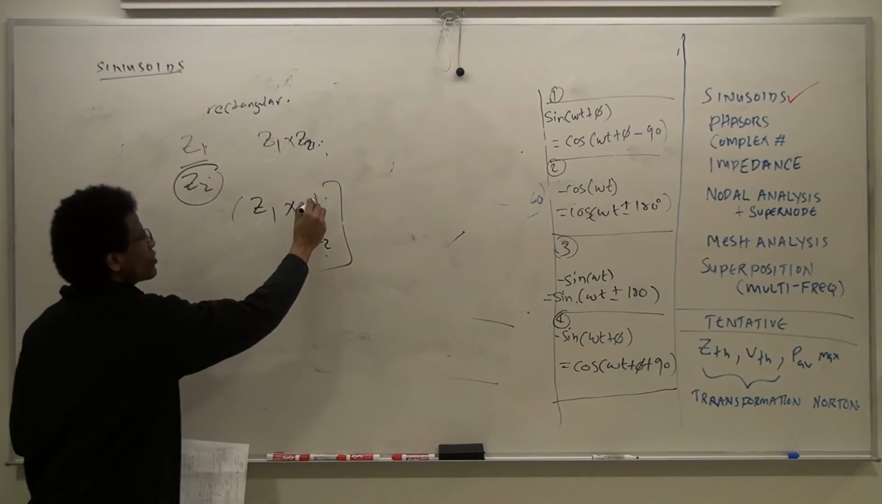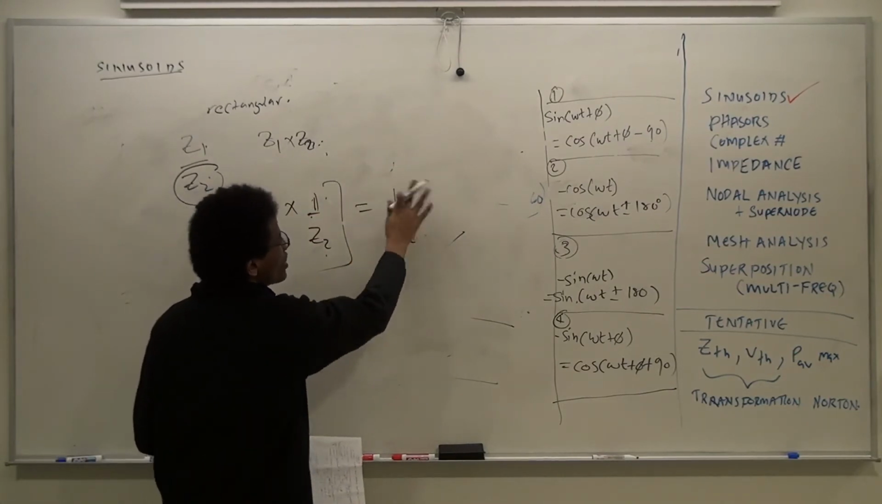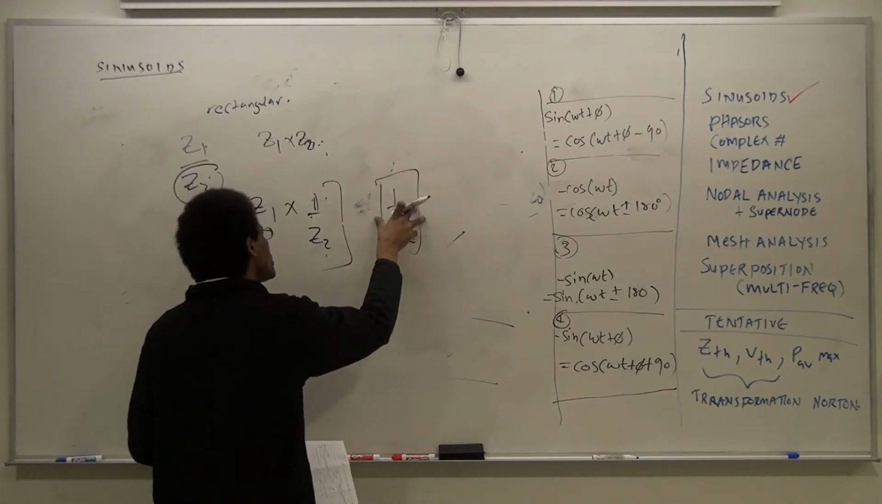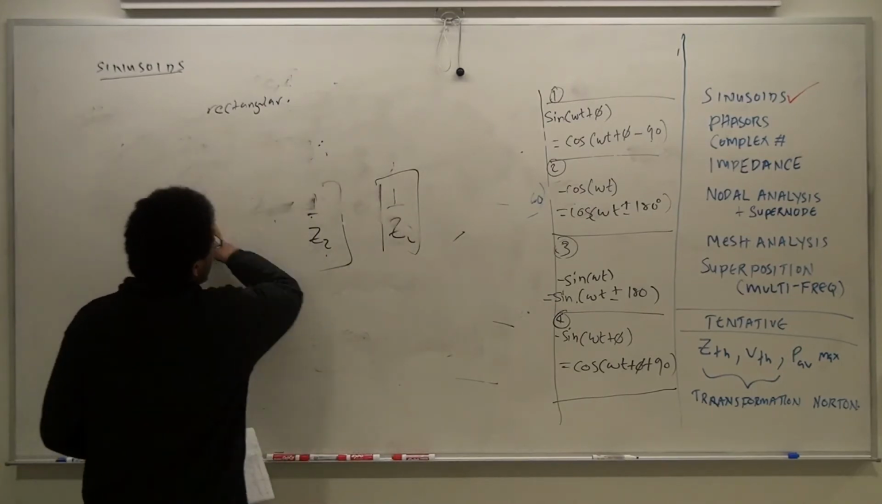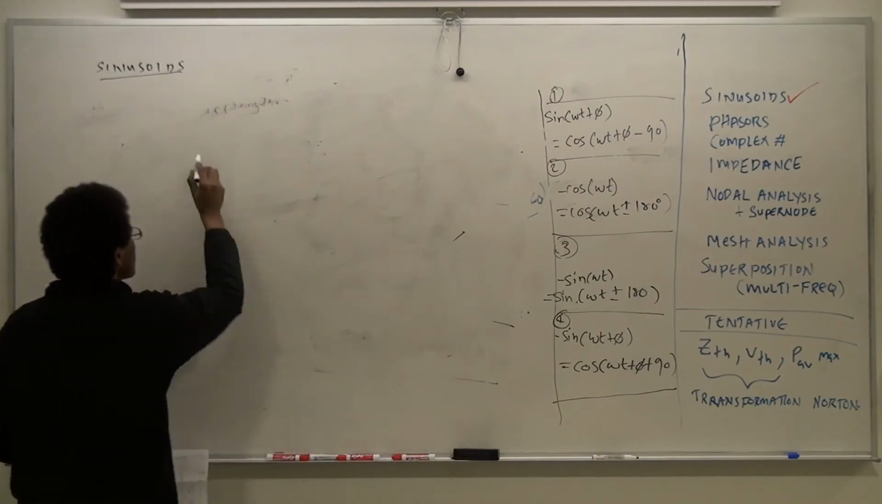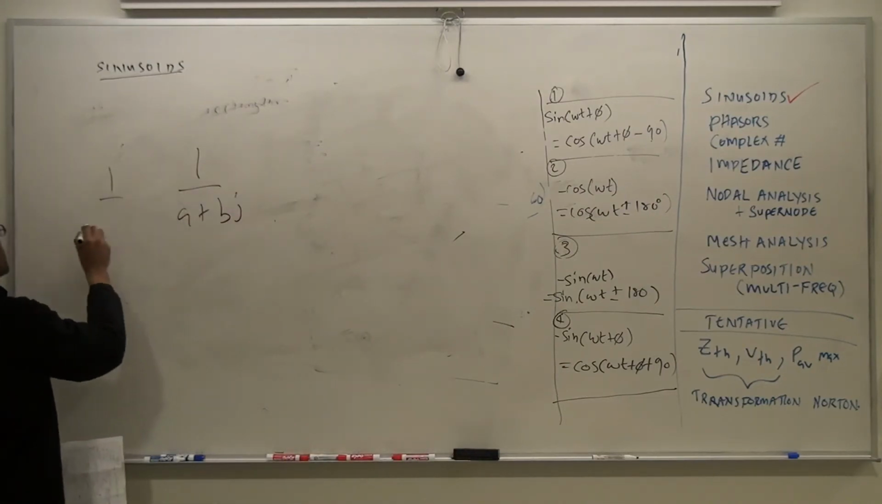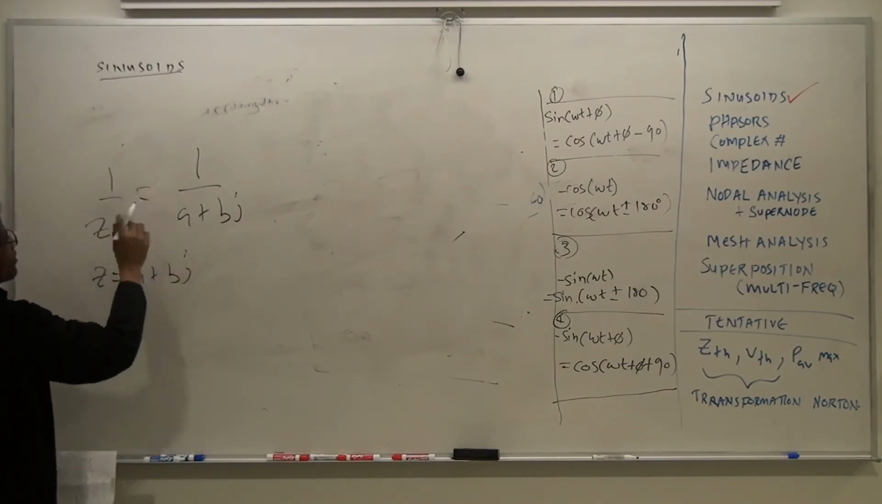So the real question we're asking is, what is 1 over z for any complex number? This is the question we need to ask ourselves. Once we're able to do this, we can apply what we discussed before. So what is 1 over z of a complex number in rectangular coordinates? You've got 1 over a plus bj. This is the same as 1 over z, where z is equal to a plus bj. Right?